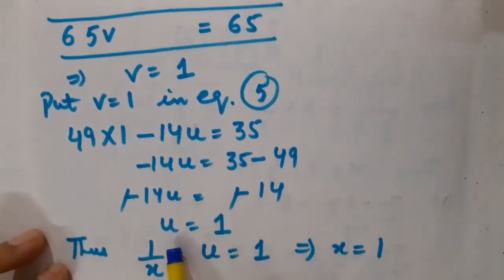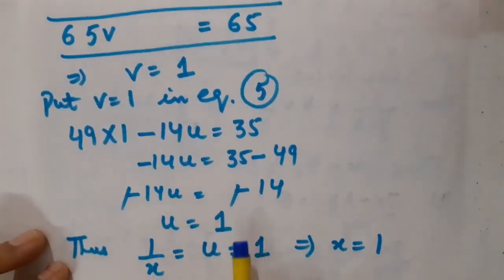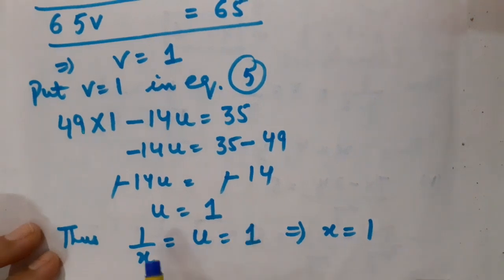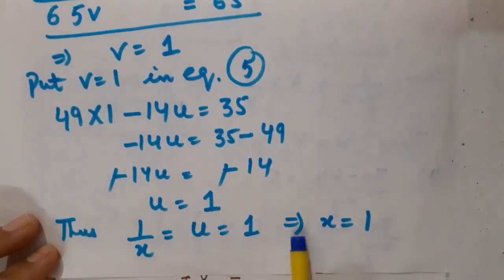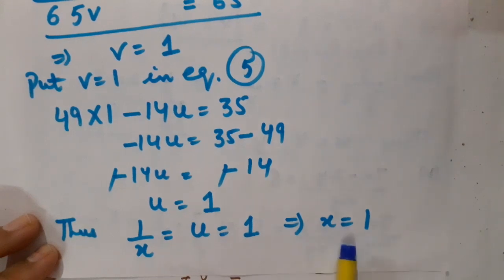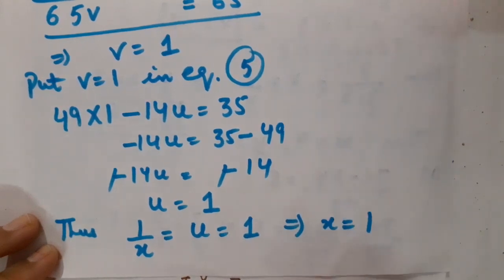So what is the value of u, children? That is 1. And what did I assume as u? 1 upon x. So 1 upon x is equal to u is equal to 1. So it implies, after taking reciprocal, x will also be equal to 1.